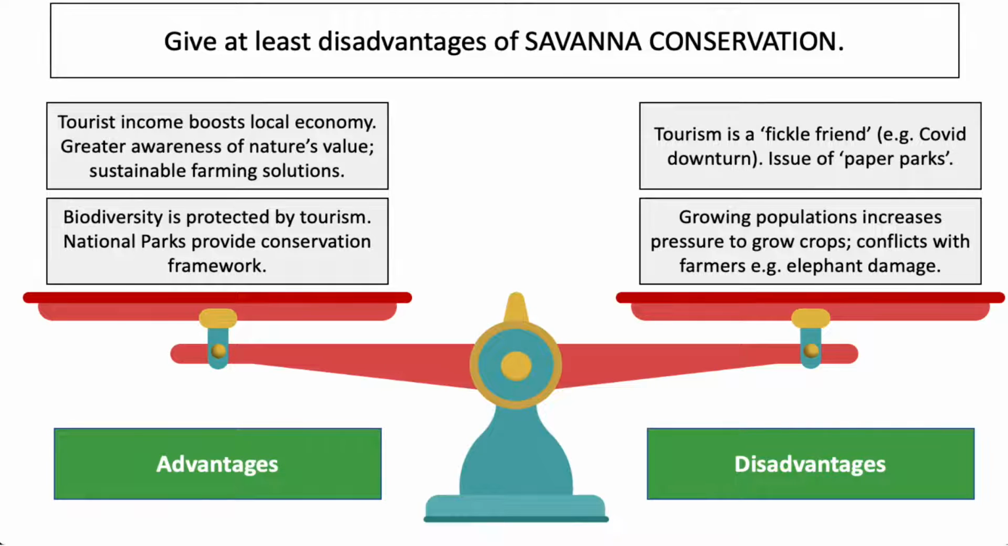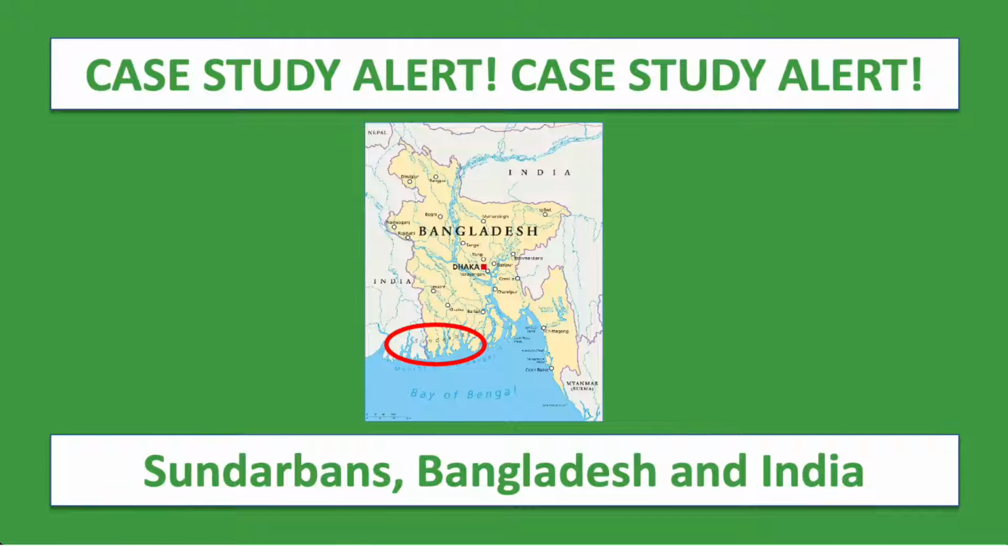And now we're ready for our case study alert. Thanks, Fiona, for that very good advice on evaluation and the importance of considering how you write a conclusion. And we're now going to move on to look at a case study. There will be an activity following on in a few minutes' time, but this is one case study you may have done, or it's similar to one you may have done, which is the Sunderbans in Bangladesh and in part of India as well, mainly in Bangladesh.